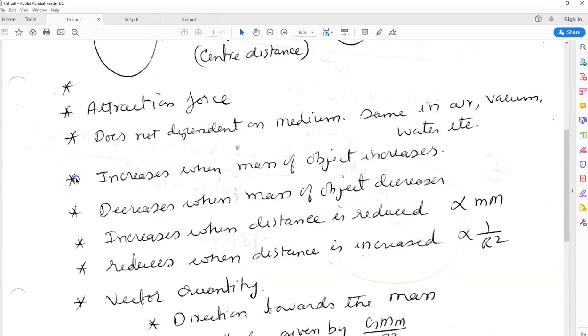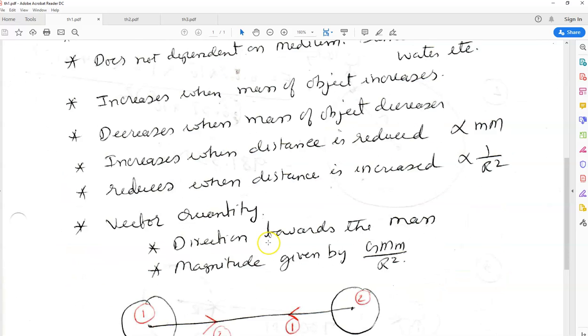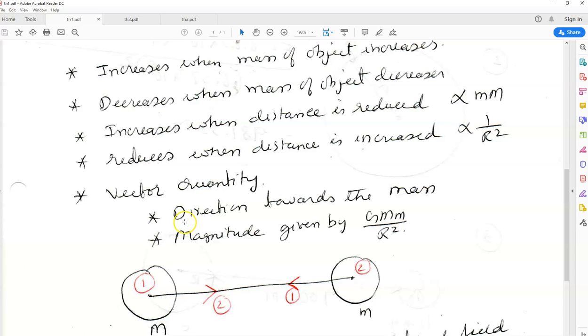These three points just reiterate the formula. Because the force is directly proportional to the product of the masses, when the mass increases, the force will also increase. And when the distance increases, the force will reduce because it is inversely proportional. When the distance is reduced, the force will increase. In general, force is a vector quantity.